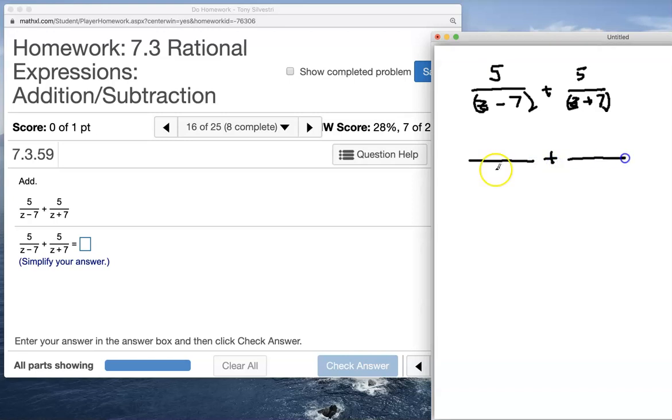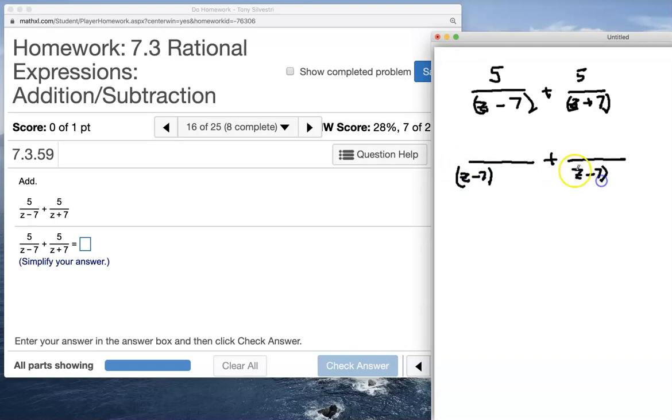And it's very simple. The common denominator has to have every factor you see. I see a z minus 7. I'll list it over here too. And I see a z plus 7. There's your common denominator.